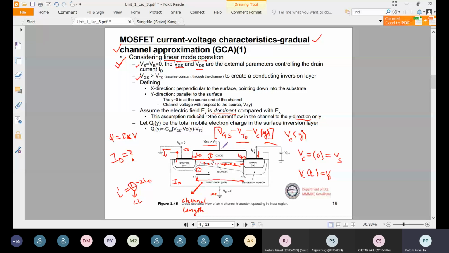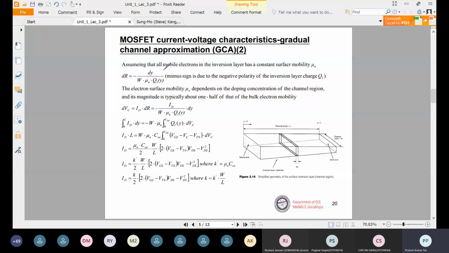So we will be moving towards the next point. So once we have found the charge, we will find the incremental resistance. So what is incremental resistance? So we have this, like the channel region. Suppose this is the channel region. So at this point, the channel is having higher width at the source end.